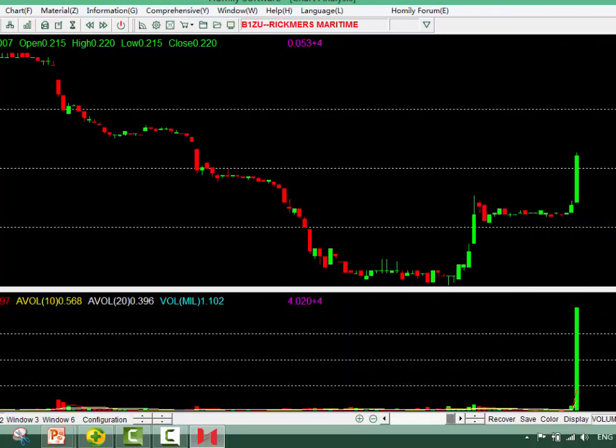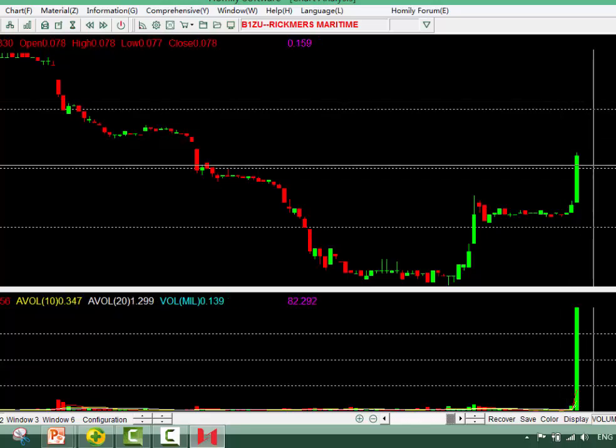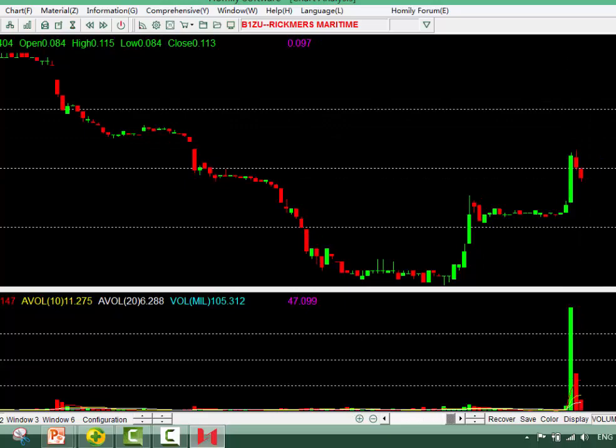So we can see that on this day, the price sharply went up and the volume increased. The volume increased. So can you tell me where is the buy point? Half of the candlestick, right? Okay.